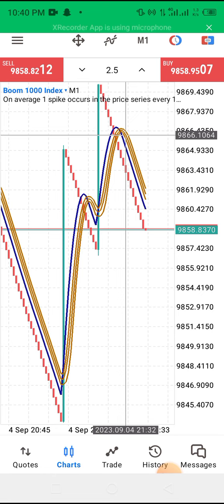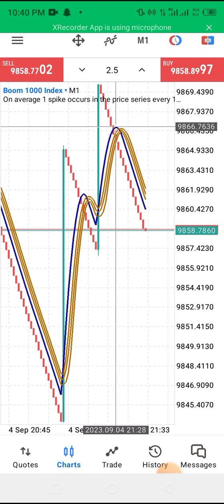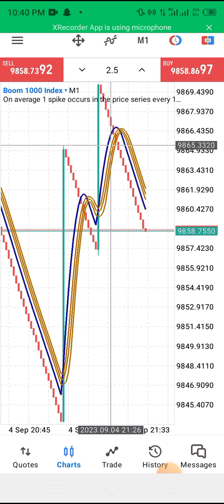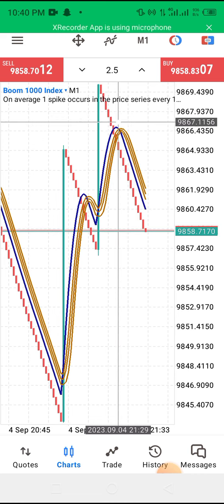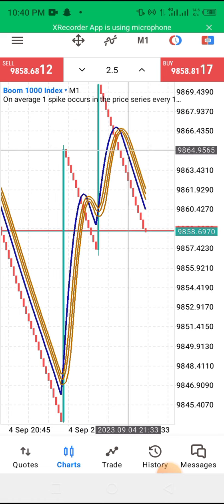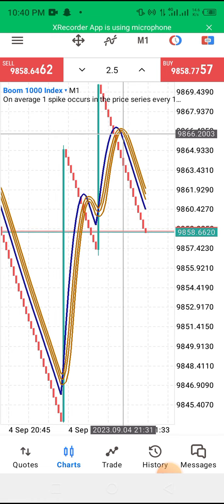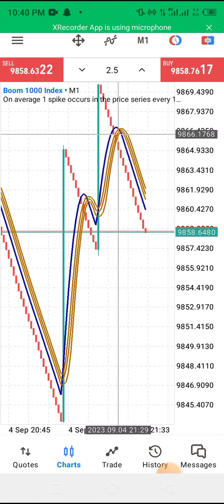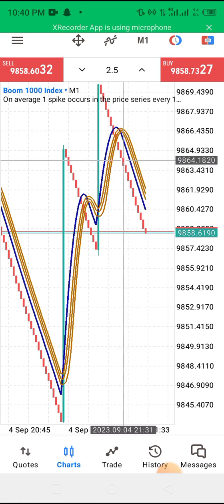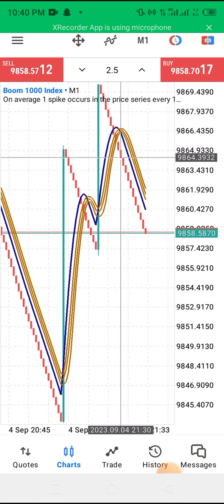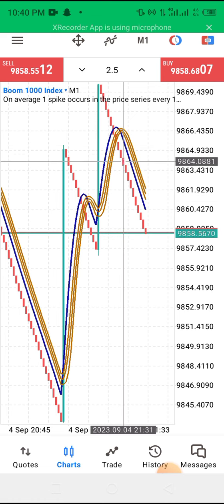And this is Boom 1000, so you're scalping, that means you're actually selling. So before you sell, all you have to do is wait. When you see the blue indicator crossing the gold indicator to the downside like this, crossing perfectly, you grab 10 to 15 candlesticks and you close the trade.